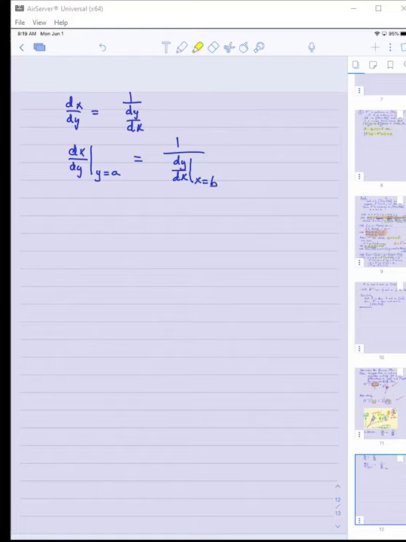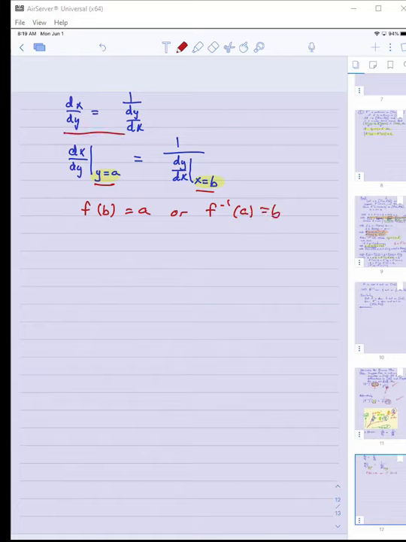Okay, now here in a nutshell is what this theorem is saying for us, that dx/dy is the reciprocal of dy/dx. dx/dy would accept an input of a, which would be a y value. dy/dx would accept an input of b, which I would treat as an x value. And the question is, what's the relationship between a and b? The relationship is that f of b is equal to a. Or, if you like, f inverse of a is equal to b.